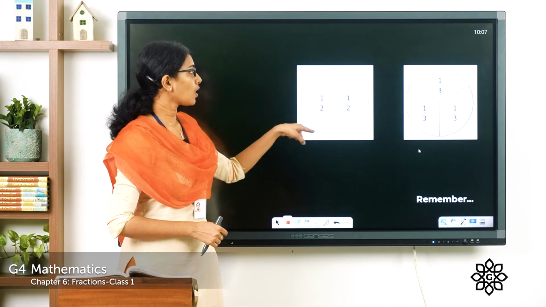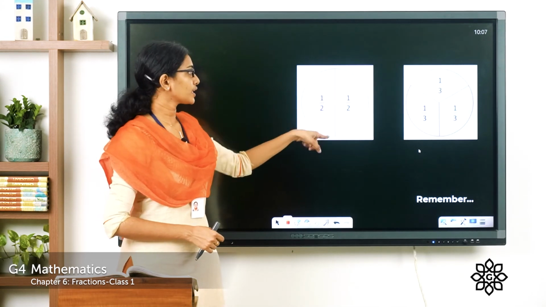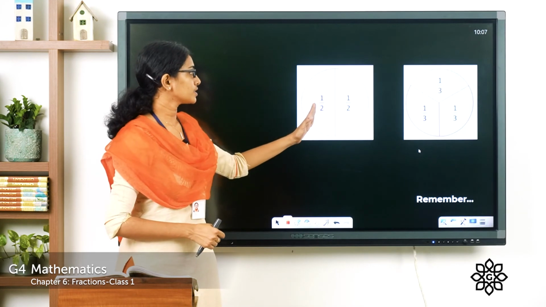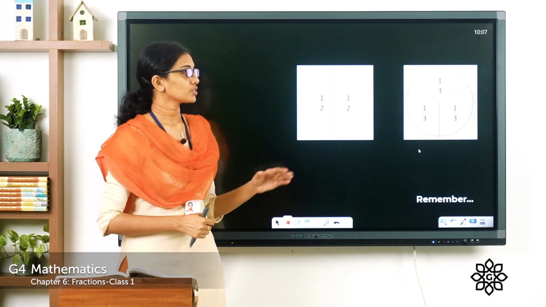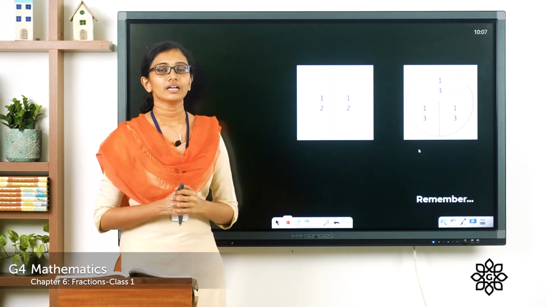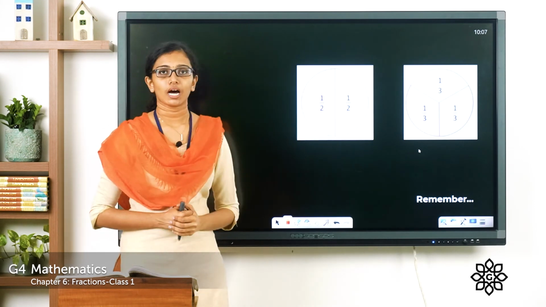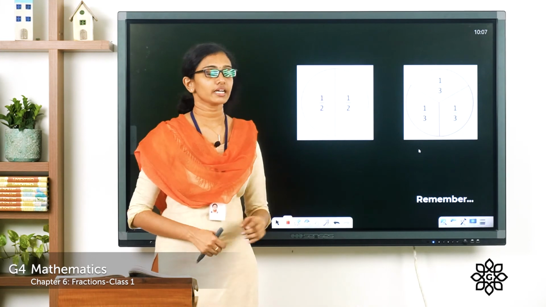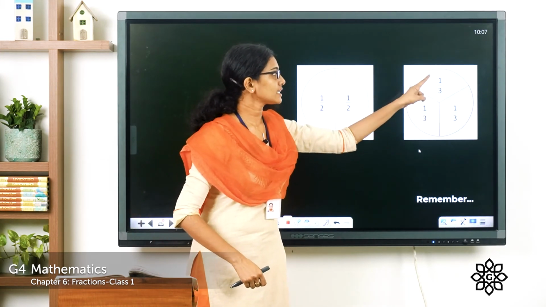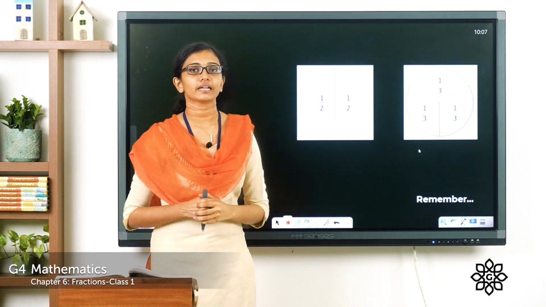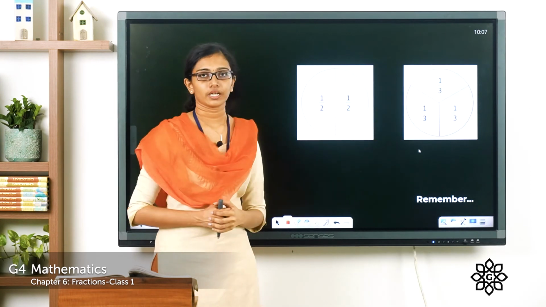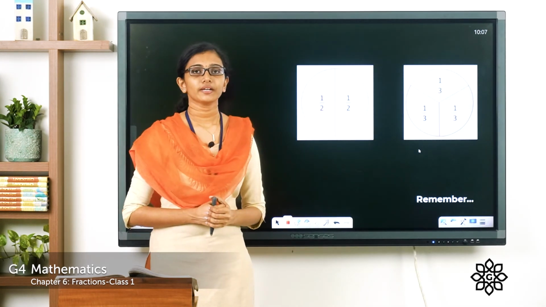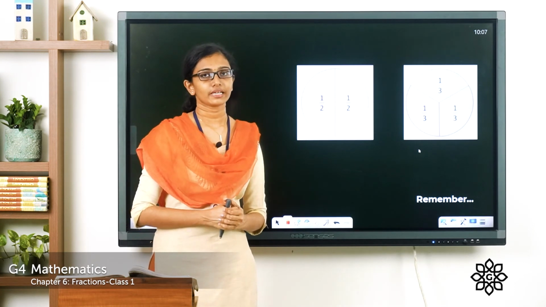Now, look at these figures given here. You can see one whole circle is divided into 2 equal halves. See, here is the first half and here is the second half. So you can say one whole contains 2 equal halves. In this case, the whole circle is divided into 3 equal parts, and the fraction of each equal part is 1 by 3. So you can say one whole contains 3 one-thirds, or 3 1 by 3s.